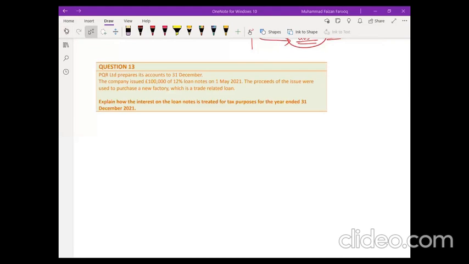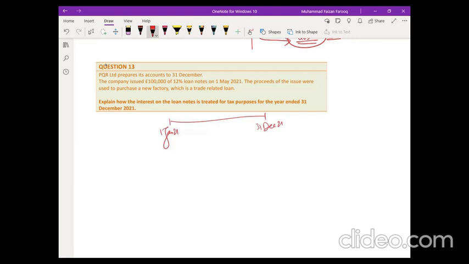Now, there is a question. This is a different style question. Okay, but it's not difficult. First, I need you to read the question, please. EQR Ltd prepares its accounts to 31st December. The company issued £100,000 of 12% loan notes on 1st May 2021. The proceeds of the issue were used to purchase a new factory, which is a trade-related loan. Explain how the interest on the loan notes is treated for tax purposes for the year ended 31st December 2020.